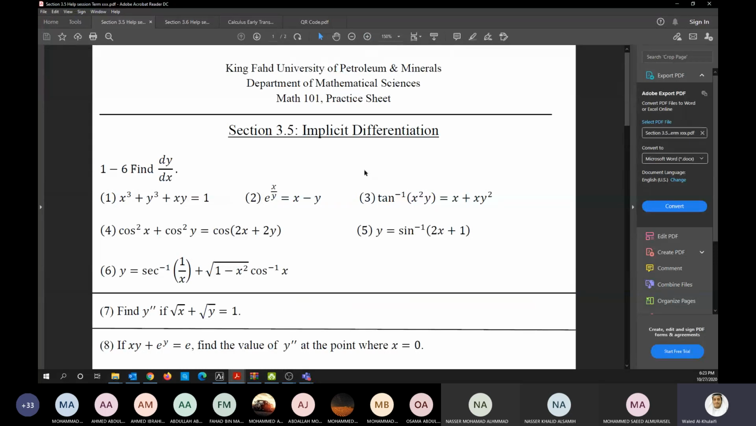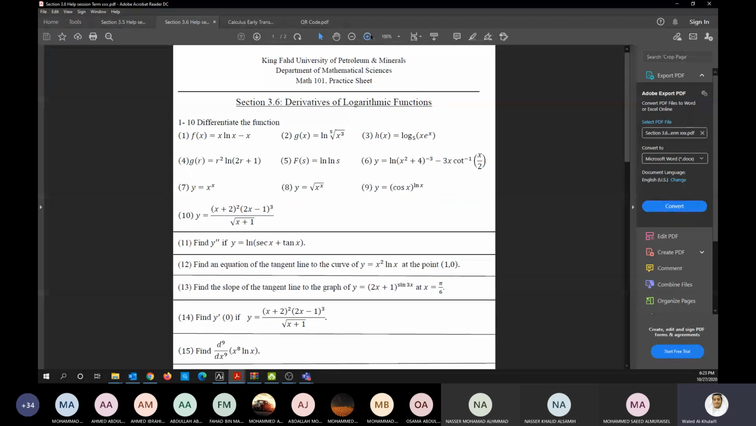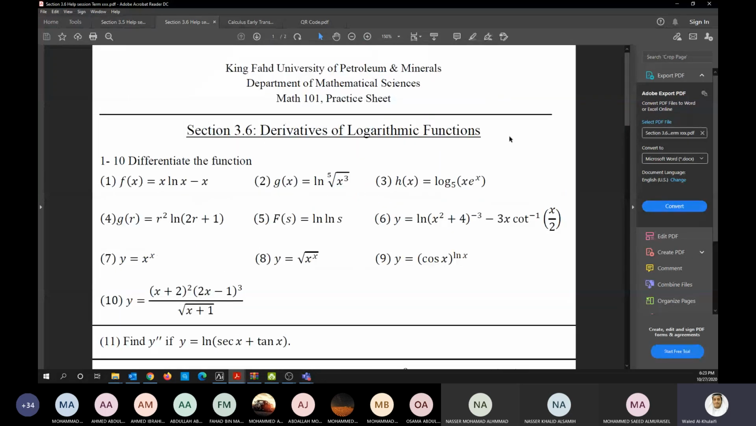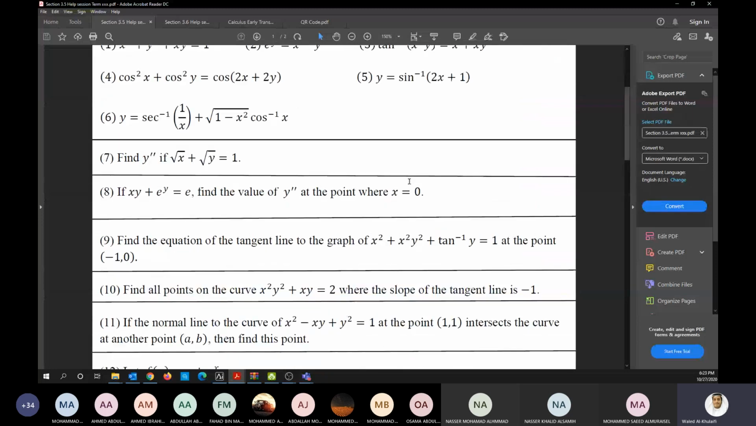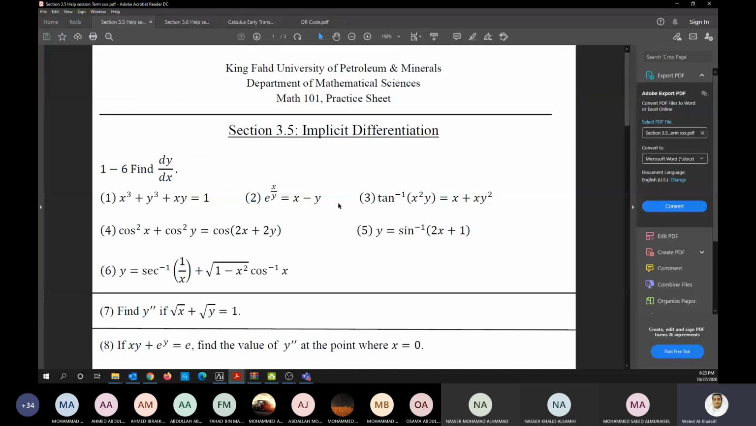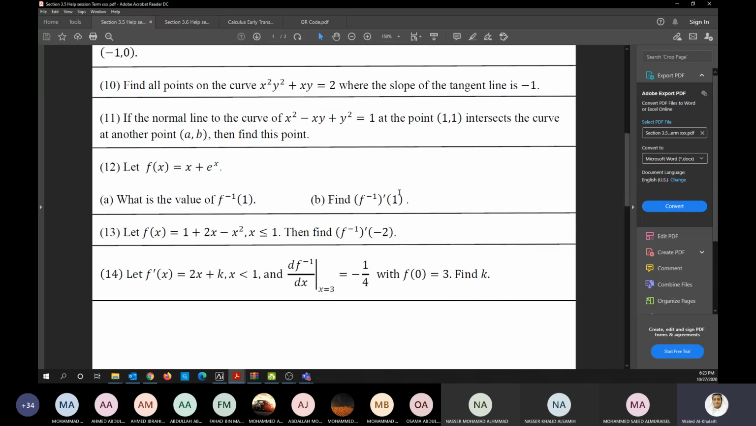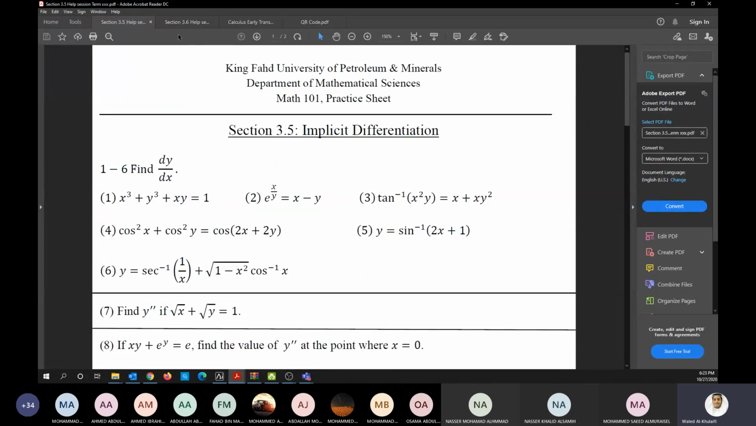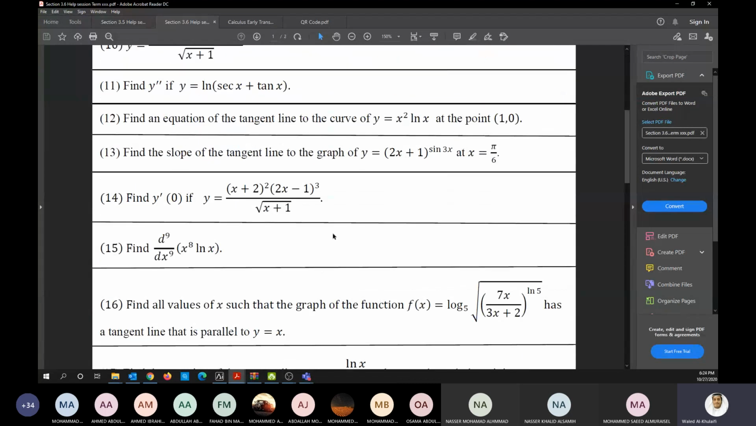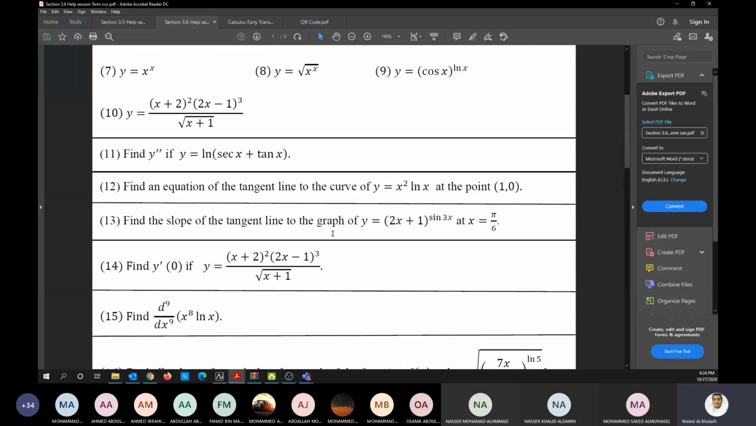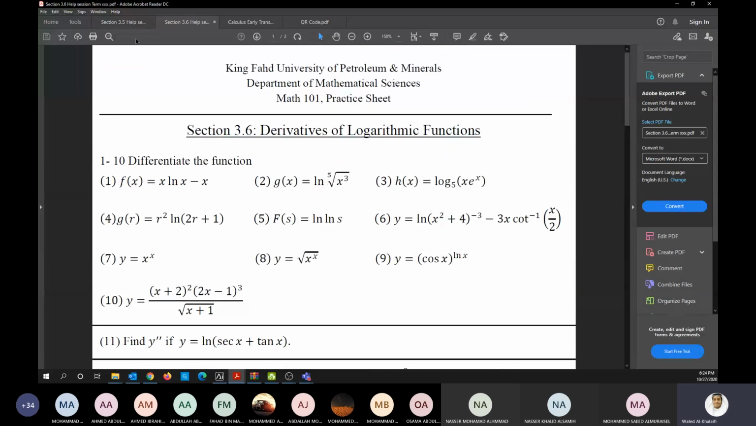So we are now in section 3.5, and if there is time, we're going to discuss section 3.6, which is derivatives of logarithmic functions. So we have these two sections. I'm going to focus on this one because this is important, not only in this course, but later in the future, we need it a lot. So we're going to spend much time on this. And in the other part of the help session, we're going to talk about or solve problems relating to derivatives of logarithmic functions. This is also important, but we will see how we can progress in this help session.